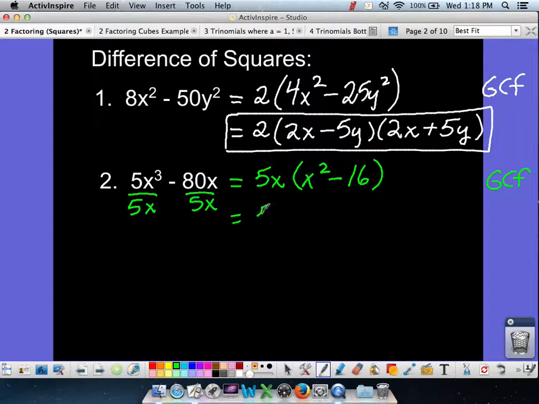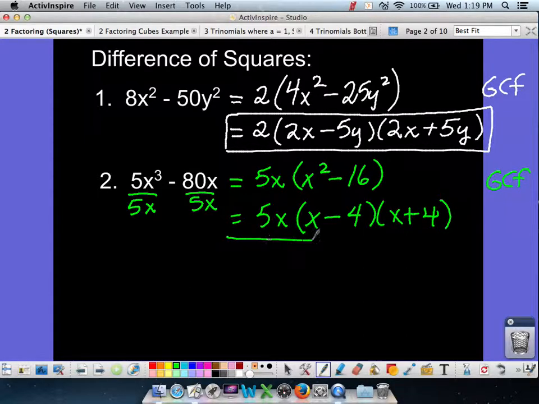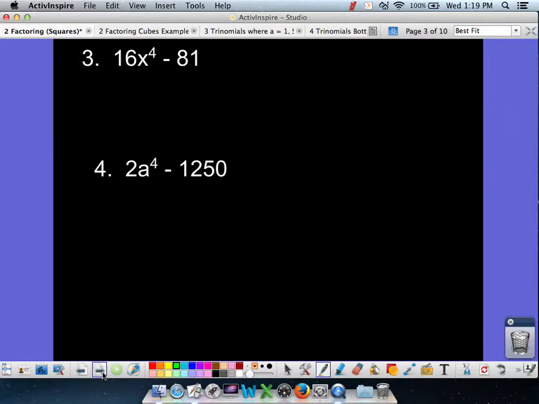Again, don't lose that 5x, and I can factor this binomial as the difference of squares. What square gives you x squared? x minus what square gives you 16? That would be 4, and then you have x plus 4. Again, all of this is your answer. Don't lose any part of it. Growing just a little more, in number 3, we have, again, the difference of squares. Of course, the first thing I'm going to look for is a greatest common factor.